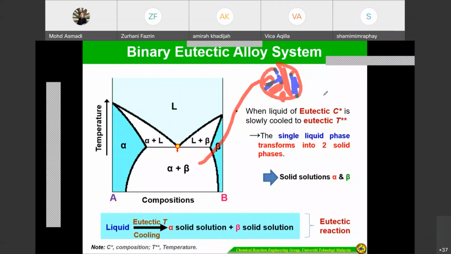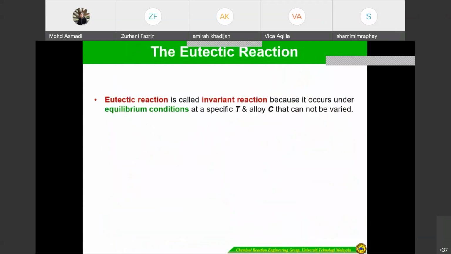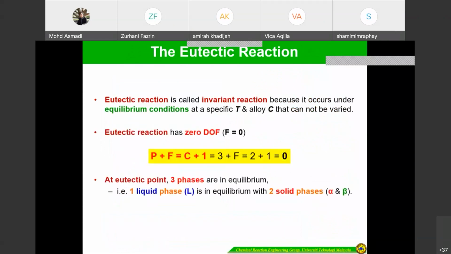The eutectic reaction is also called an invariant reaction because it occurs under equilibrium conditions. The degree of freedom is 0, similar to a triple point in the general phase diagrams previously, just like water, right? They have 0 degrees of freedom at the triple point. And at the eutectic point, three phases are in equilibrium: a liquid and two solid phases. These three phases are in equilibrium.